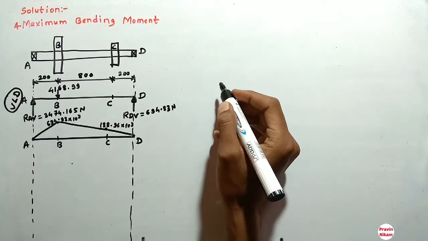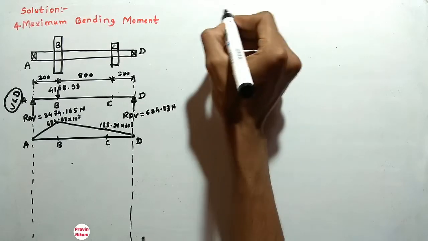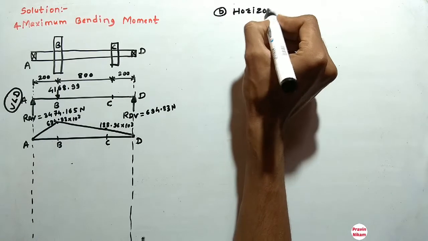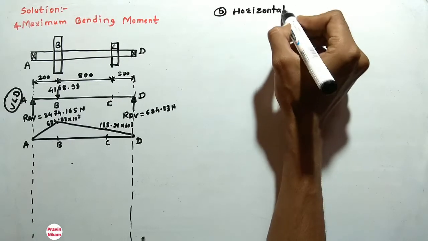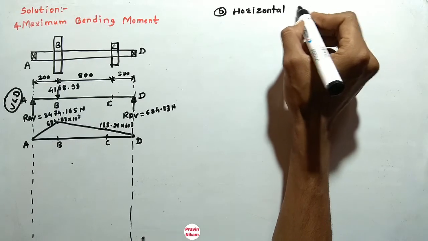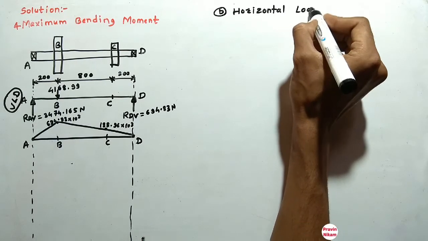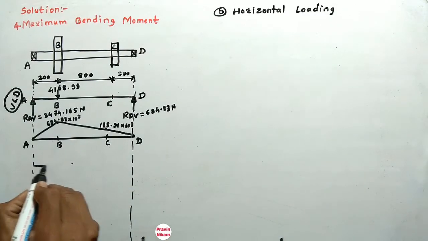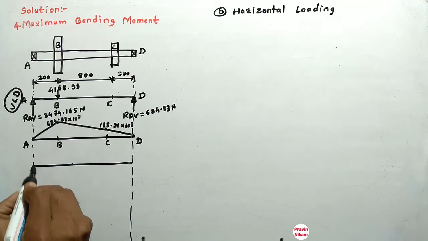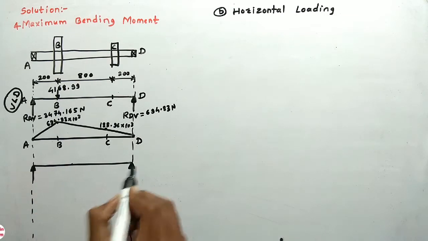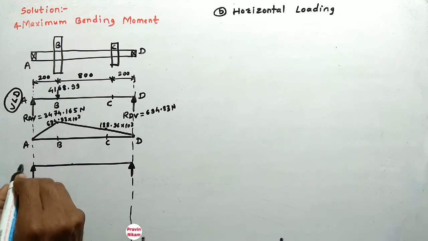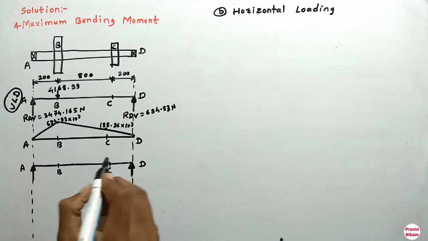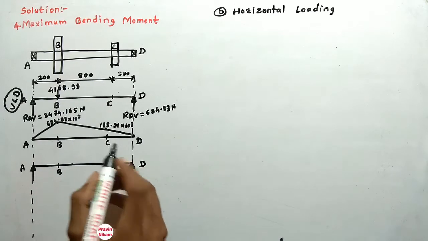Now friends, let us see for horizontal loading B. It is for horizontal loading because the pulley B carries horizontal belts. So for horizontal loading, let us draw the horizontal loading diagram. The diagram is same, but the load is at C. This is A, this is D, this is B, this is C. Load is at C, horizontal load.